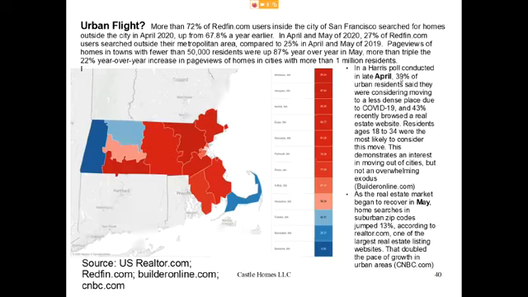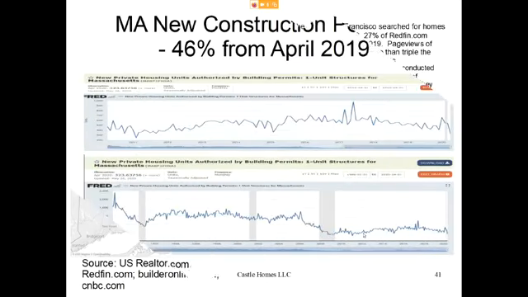You have a Harris poll here. It said 39% of urban residents will consider a move to a less dense place, and 43% actually browsed on a website. And then here in May, suburban zip codes jumped 13%, which doubled the pace of urban areas. So it's a whole lot of data that all shows people want out of the big cities.